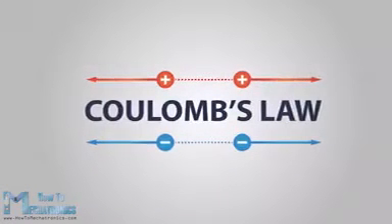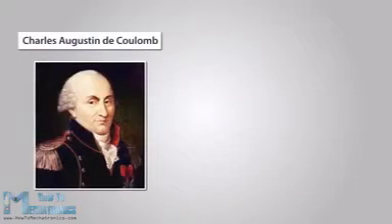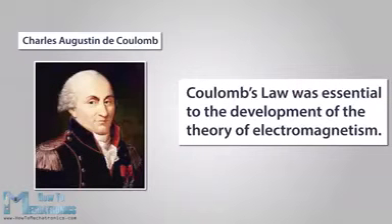In this video, we will learn about Coulomb's law and we will take a look at some simple examples. This law was first defined by French physicist Charles Coulomb in 1785 and was essential to the development of the theory of electromagnetism. Coulomb's law is a law of physics that describes the interaction between electrically charged objects.